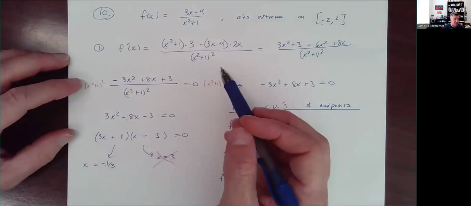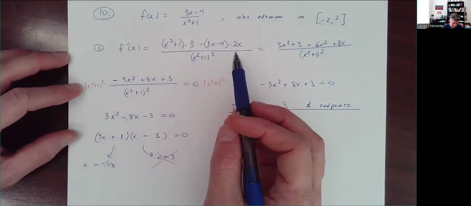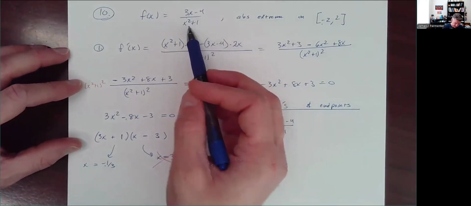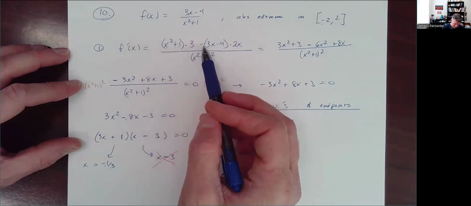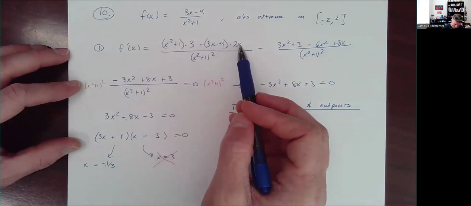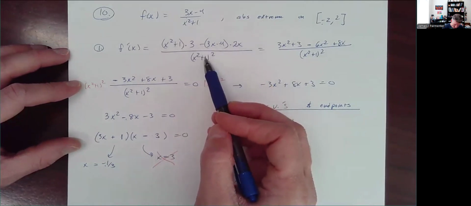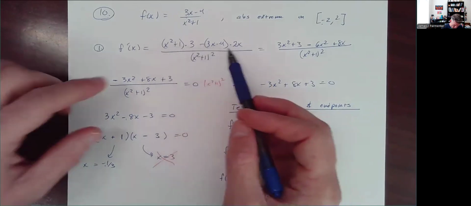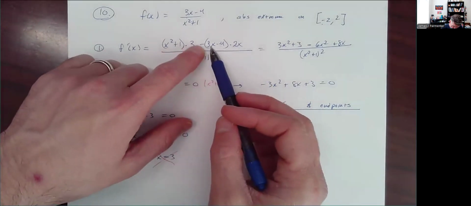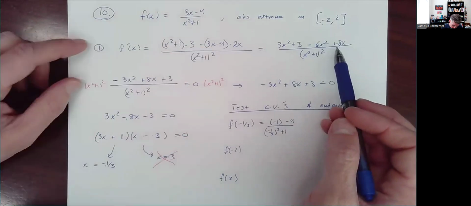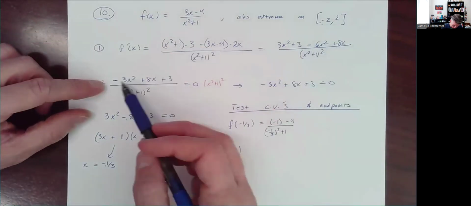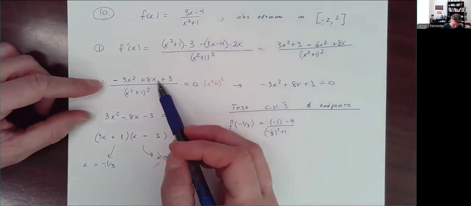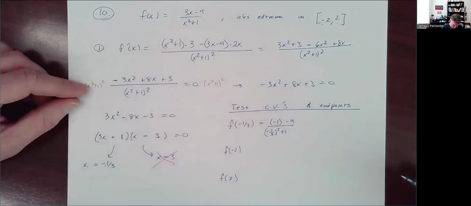Let me double check my work here just to be absolutely sure. 3x minus 4 over x plus 1. The bottom times the derivative of the top minus the top times the derivative of the bottom, all over the bottom squared. That ends up becoming 3x squared plus 3 minus 6x squared plus 8x. And then 3x squared minus 6x squared is -3x squared plus 8x plus 3. Yep, that seems right.